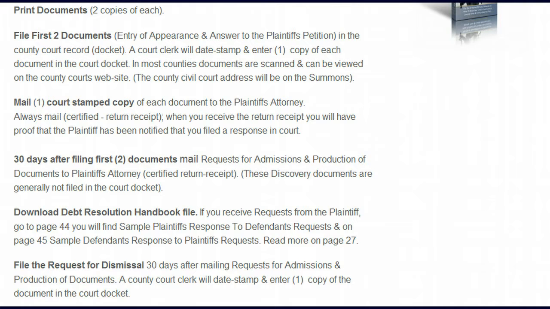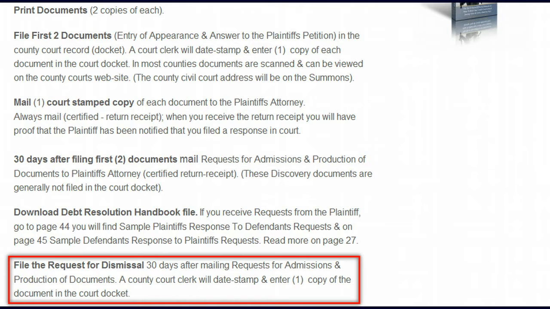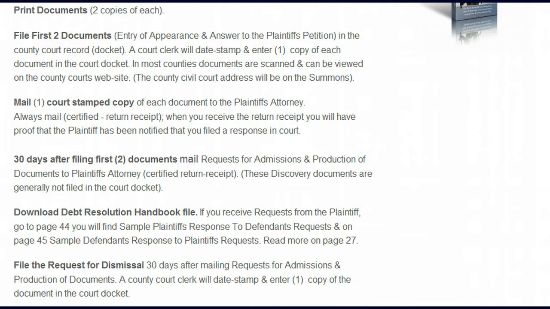And it's not really your burden of proof. Then after you mail the request for admissions, again, you're going to wait 30 days, and you're going to go back to the county courthouse, and you're going to enter the request for dismissal. Now, the request for dismissal is the last document in our file, and what you want to do is go down there again, give it to the county clerk, 2 copies. They will keep one, put it in the court docket, and you take the other and mail it to the defendant's attorney, certified return receipt.